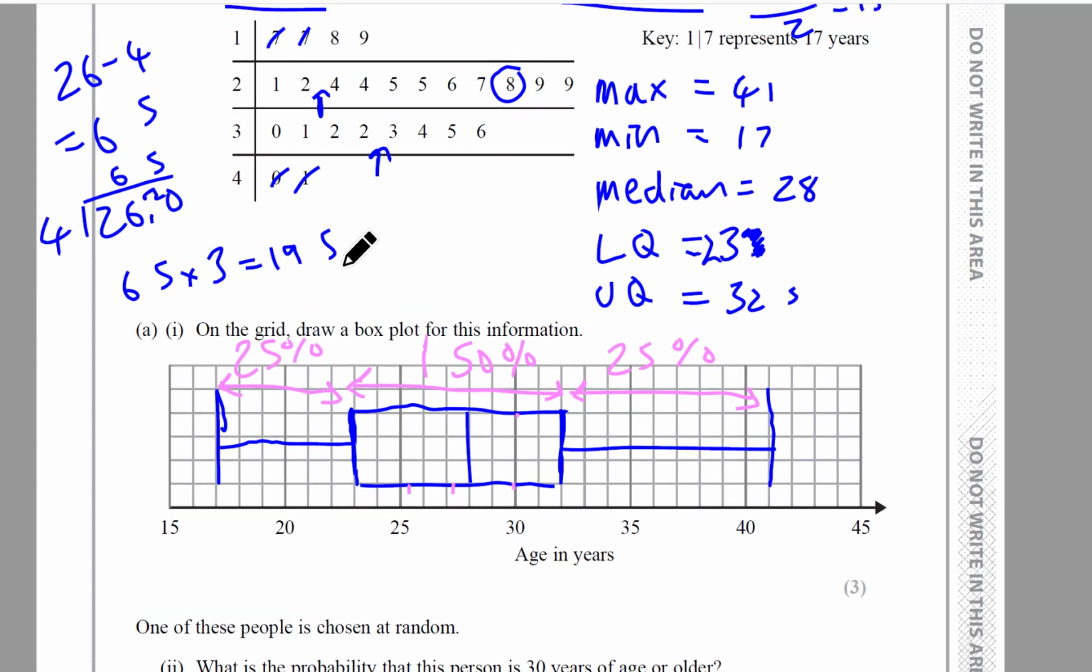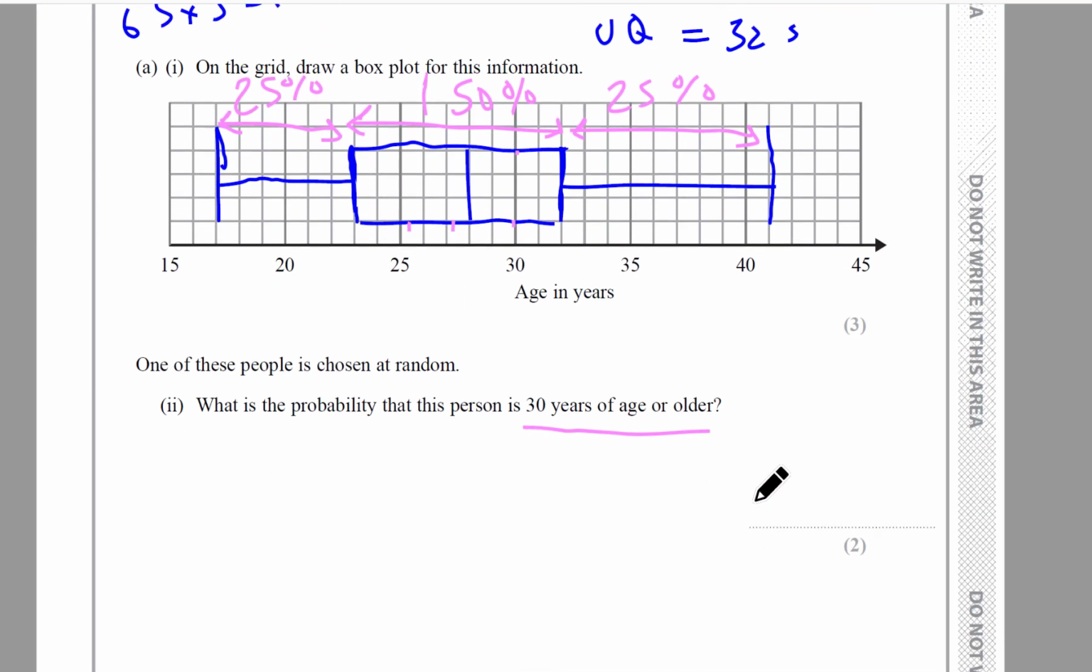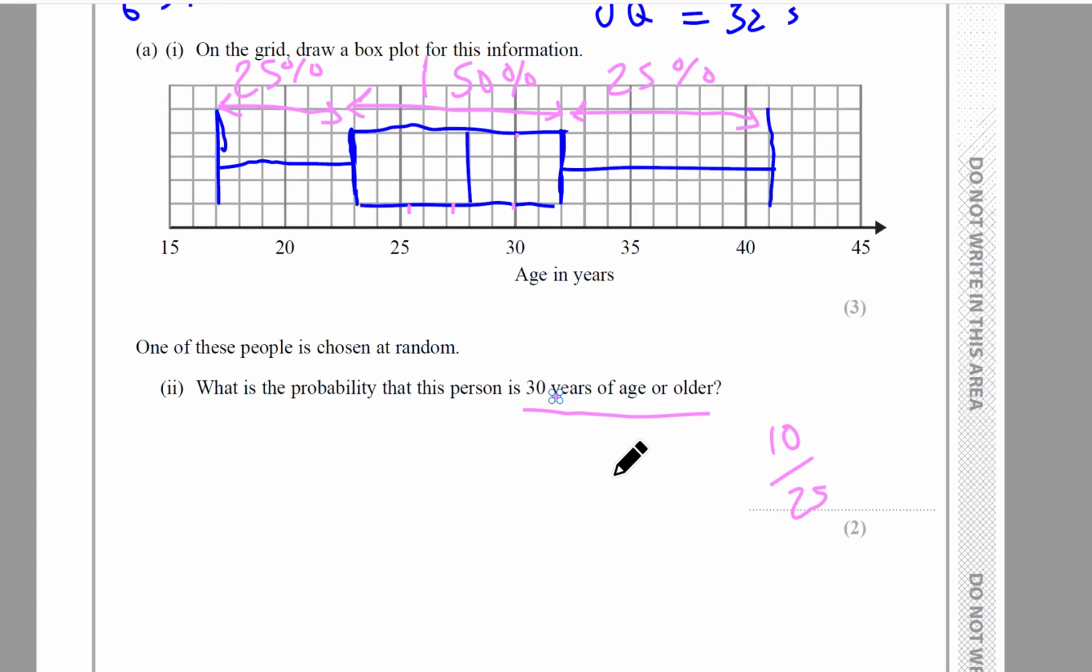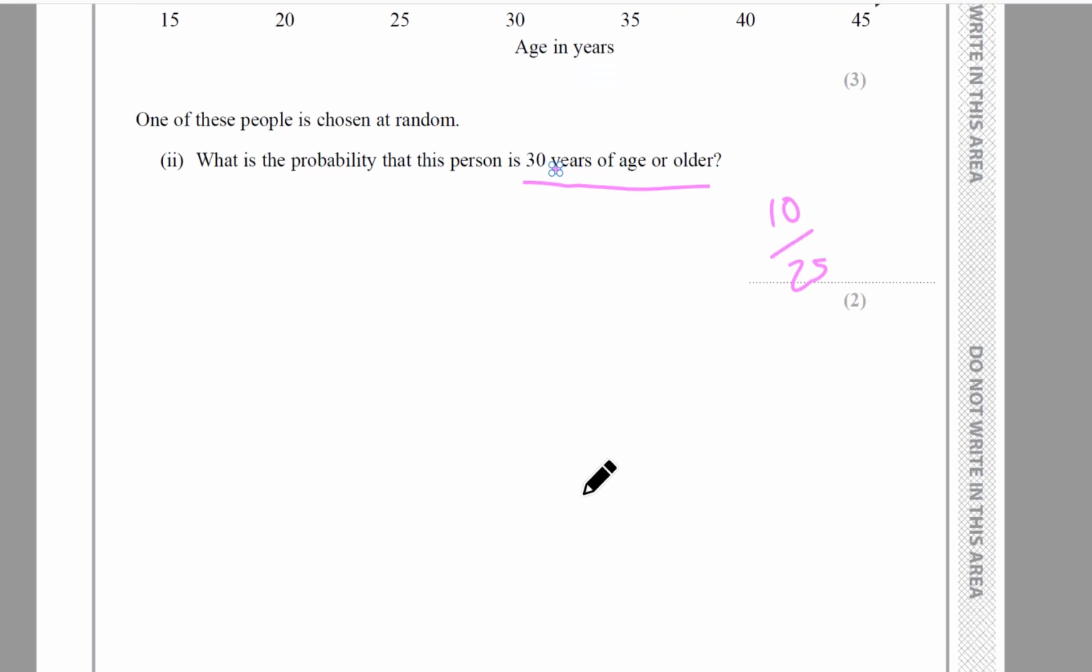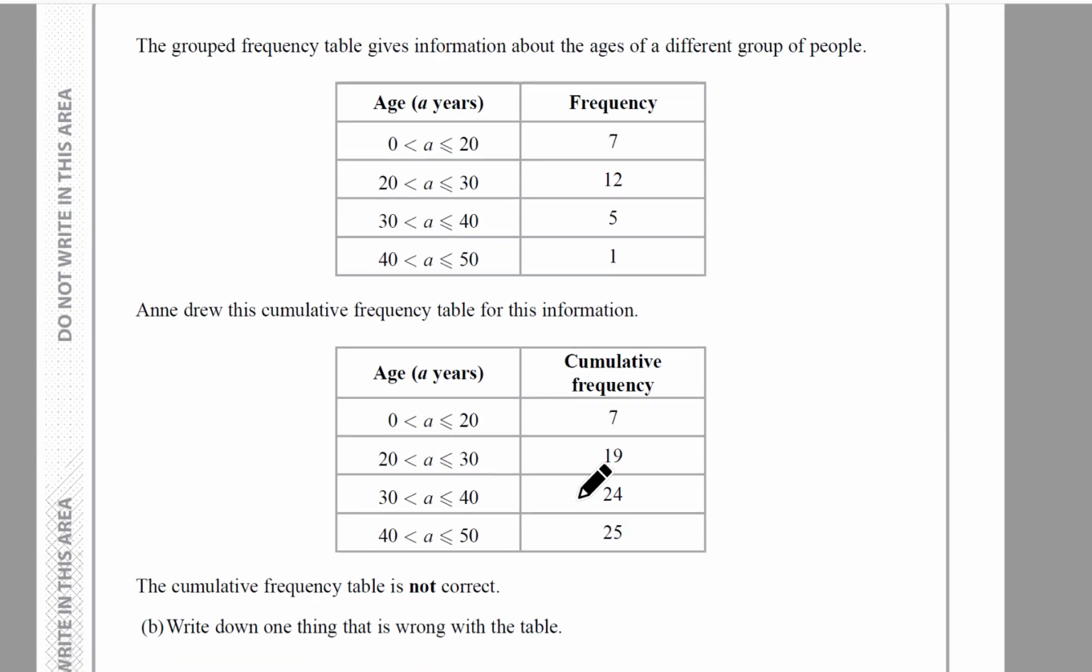So just count 30 or older, that you've got 1, 2, 3, 4, 5, 6, 7, 8, 9, 10. And you know there's 25 people, so it's just 10 out of 25, and that's the easiest way to do that. And if you simplify that fraction, that's fine as well, but I'll just leave it like that. It doesn't ask you to simplify.